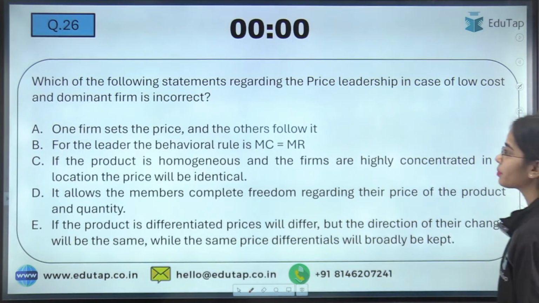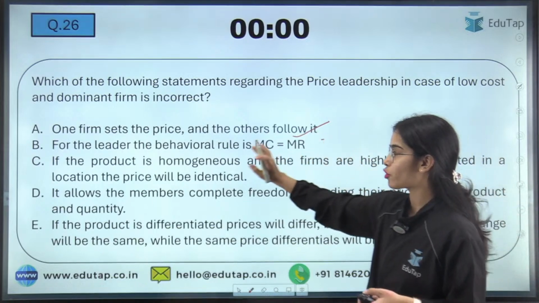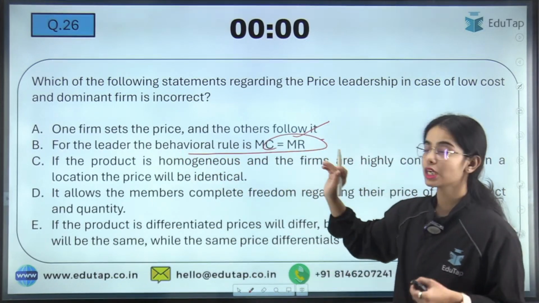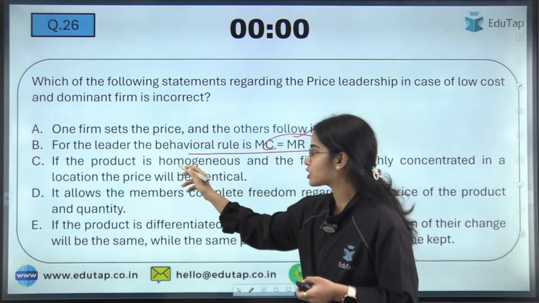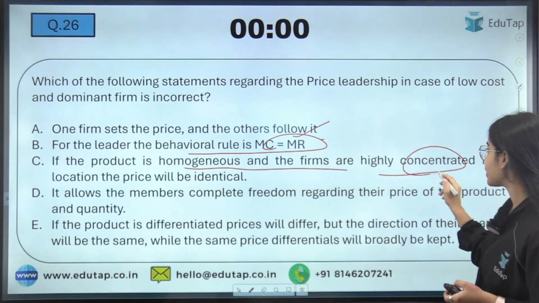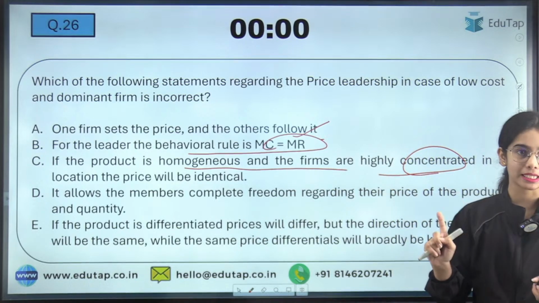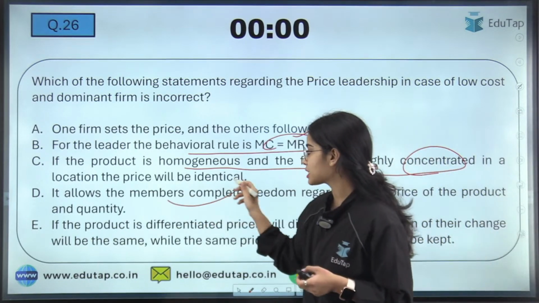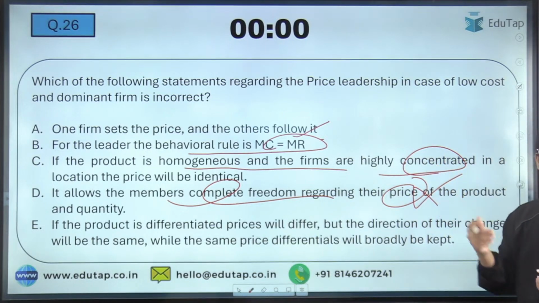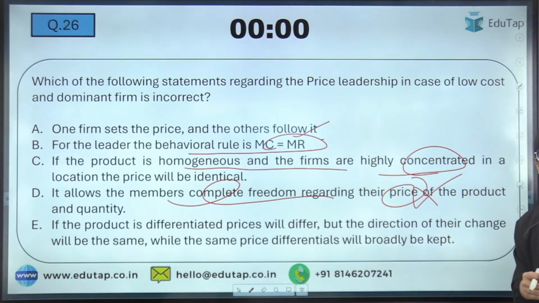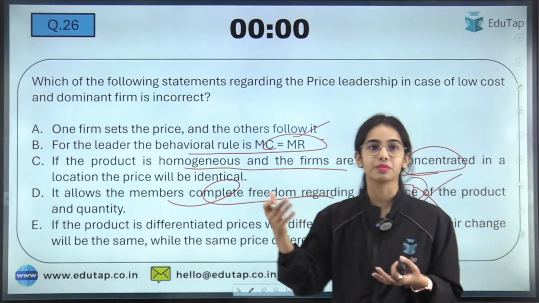One firm sets the price and others follow it, correct. For the leader, the behavior rule is to follow maximum profit, MC is equal to MR, correct. If the product is homogeneous and the firms are highly concentrated, there will be one price decided, correct. It allows the members complete freedom on their price and on their output? No, the price is decided by the low cost firm or the dominant firm, whichever model we are following. So price and output both are decided in a way.